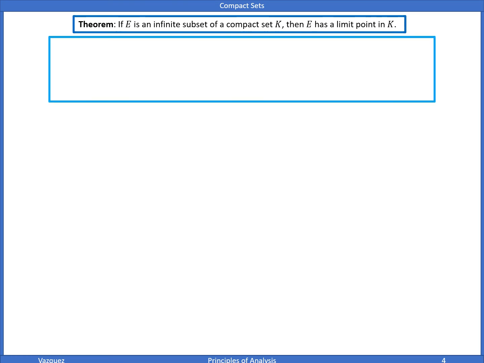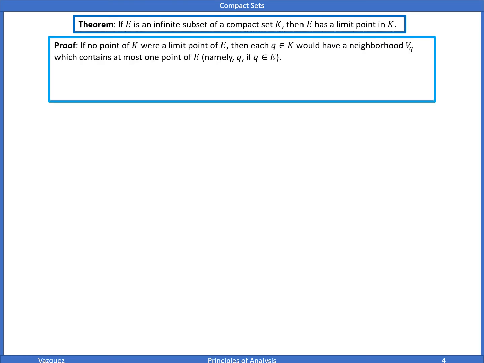So next we have a theorem that says if E is an infinite subset of a compact set K, then E has a limit point in K. Okay, so we begin this proof where it says if no point of K is a limit point of E, then each q in K would have a neighborhood which contains at most one point of E, namely q if q is in E.